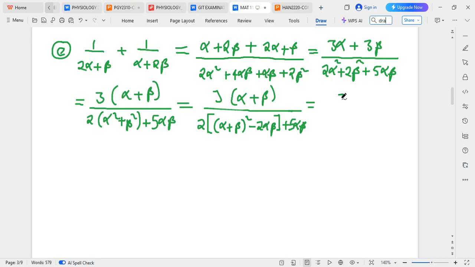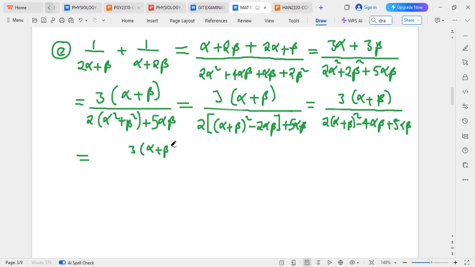And this is going to be equal to 3 alpha plus beta, multiply 2 times (alpha plus beta) squared, that is going to be 2 (alpha plus beta) squared, 2 times negative 2 alpha beta, negative 4 alpha beta, and then we have got a positive 5 alpha beta, and this will give us 3 alpha plus beta over 2 (alpha plus beta) squared, negative 4 alpha beta plus 5 alpha beta, that will just give us alpha beta.